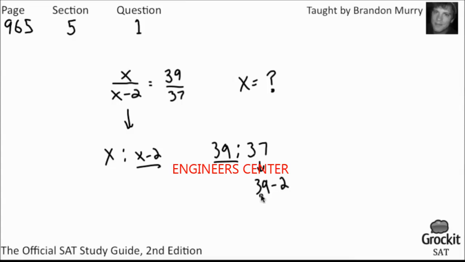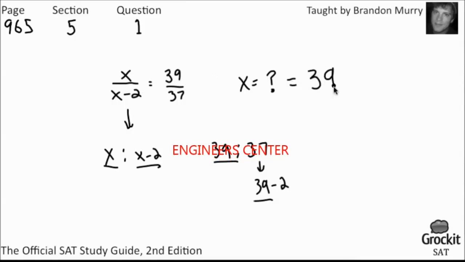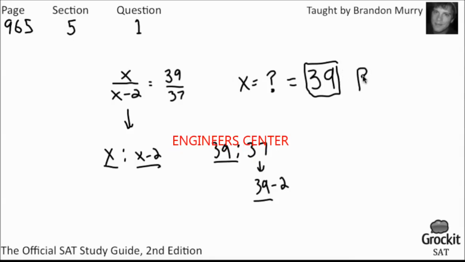So what if we use 39 as our x? That would fulfill the same ratio. So we'll say x is equal to 39 and be done with it. 39 is answer choice letter B.